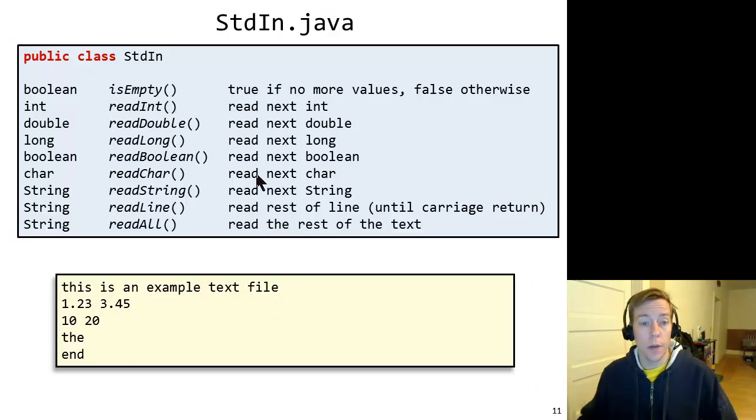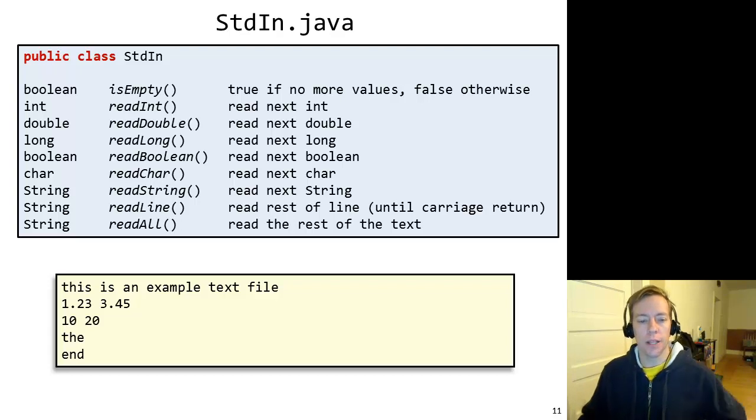StdIn has some other methods. So you've seen isEmpty and readInt. It also has methods for reading doubles, longs, booleans, chars, strings, entire lines, or everything in a file. And you might be wondering, what's the difference between readString and readLine? They both read text, right? The difference is readString reads until the next bit of white space. It breaks up the text based on spaces or tabs or returns, whereas readLine waits for the next return.